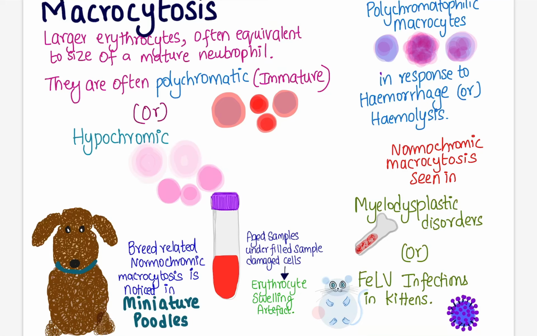And laboratory errors should also be considered when you see abnormally high macrocytes. That includes prolonged storage of the sample, aged sample, underfilled sample, and damaged cells during shaking. All these things can lead to erythrocyte swelling, which is an artifact.